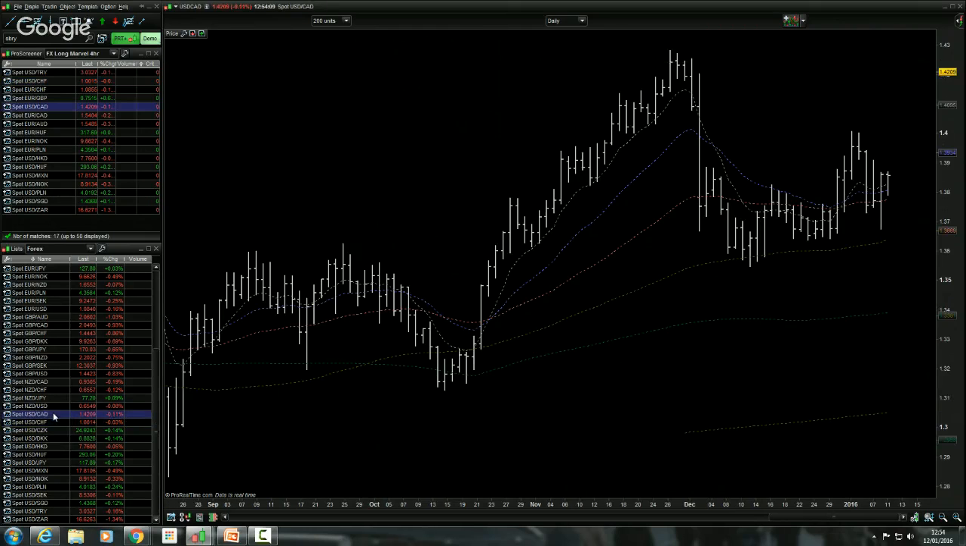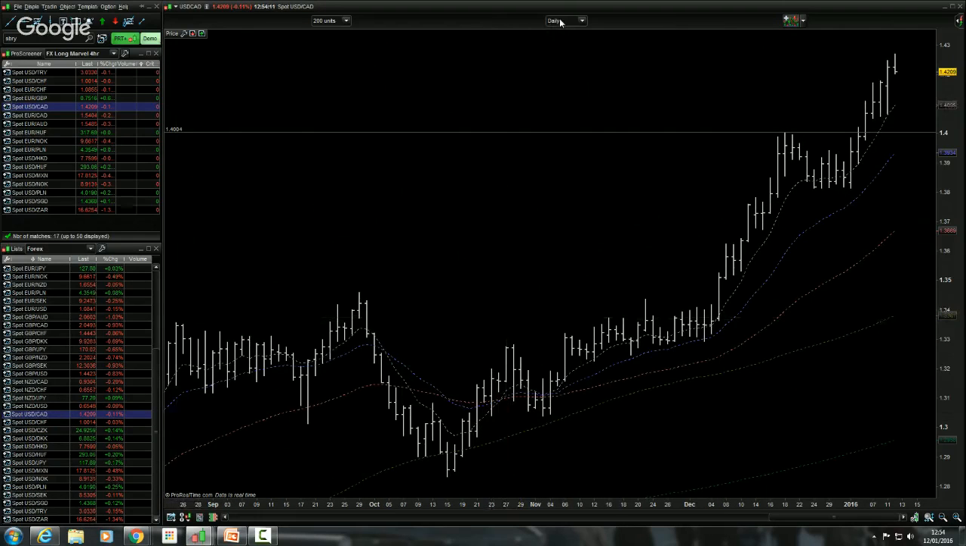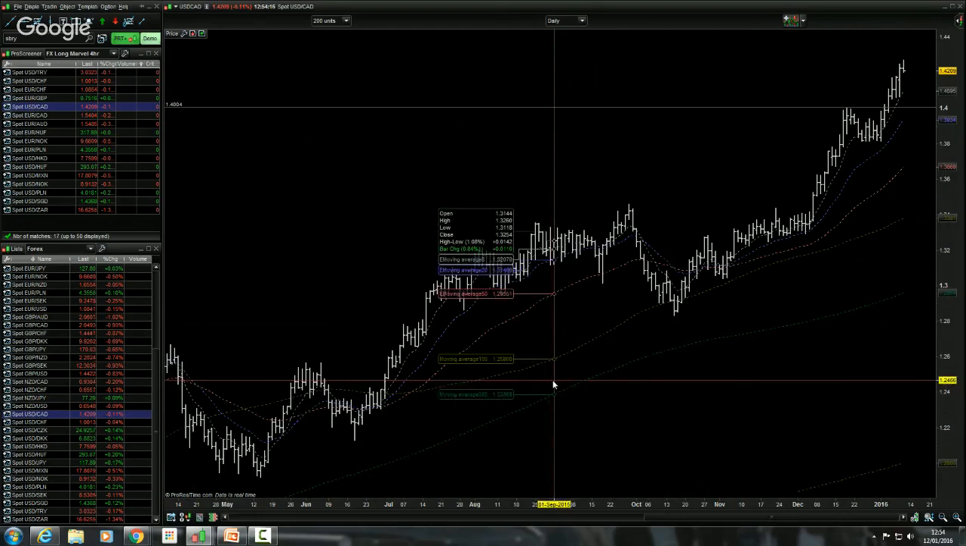The dollar CAD will actually look quite interesting, because you can see that it's quite overextended, and you have to trade the trend.